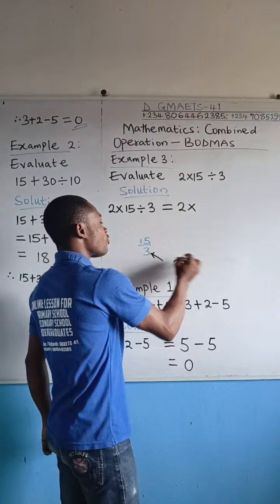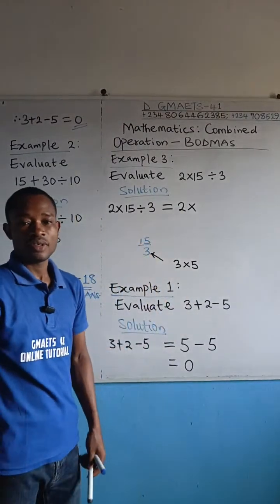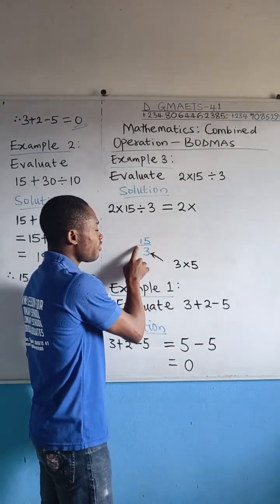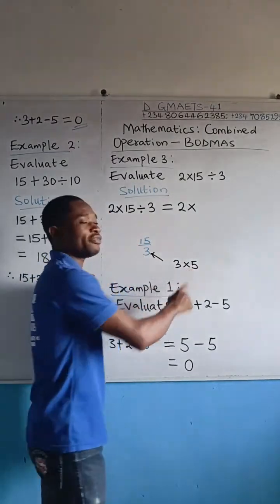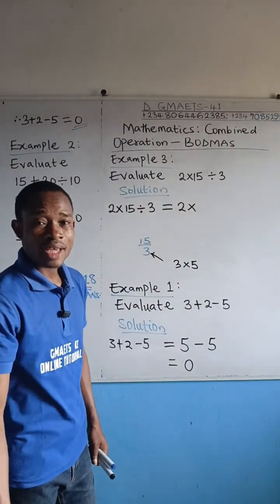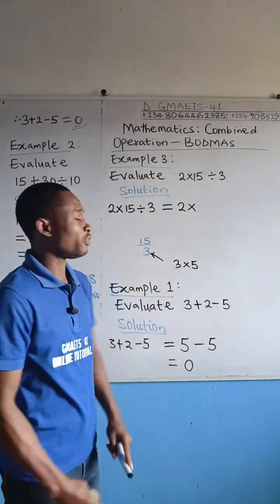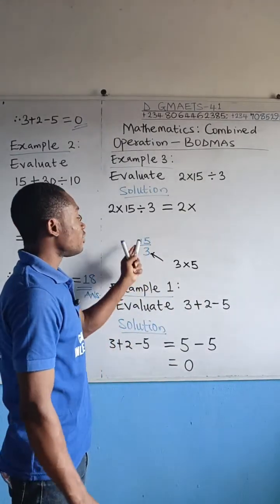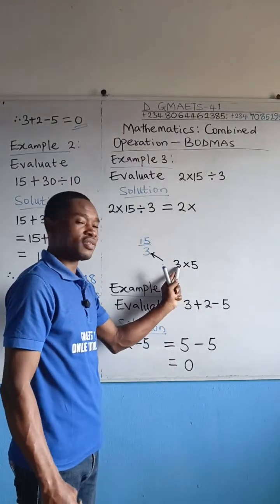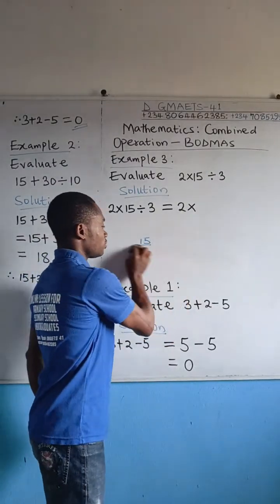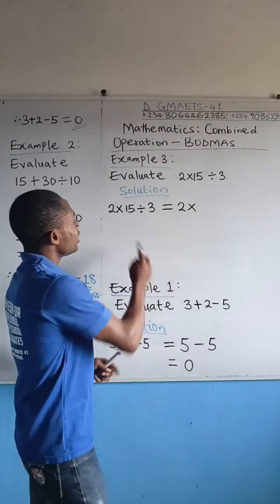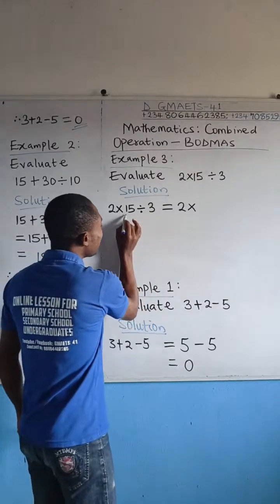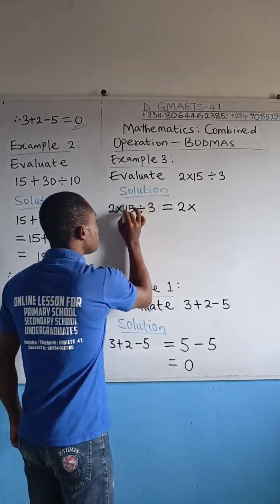3 times 5 will give us 15. It simply means if you divide 15 by 3, it will be equal to 5, because in the 3 times table, 3 times 5 will give you 15. So 15 divided by 3 is 5. The same thing, 15 divided by 5 is 3.